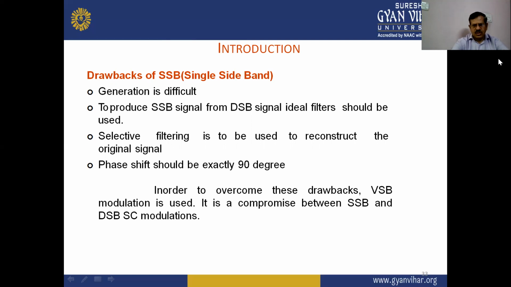So these drawbacks of SSB or DSB signals are overcome. Due to overcoming these drawbacks, VSB modulation is used. So it is a compromise between SSB and DSB-SC modulation, or double sideband suppressed carrier modulation.